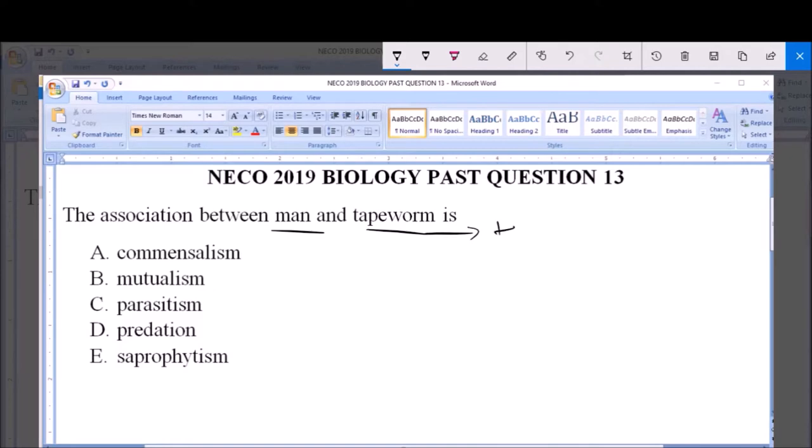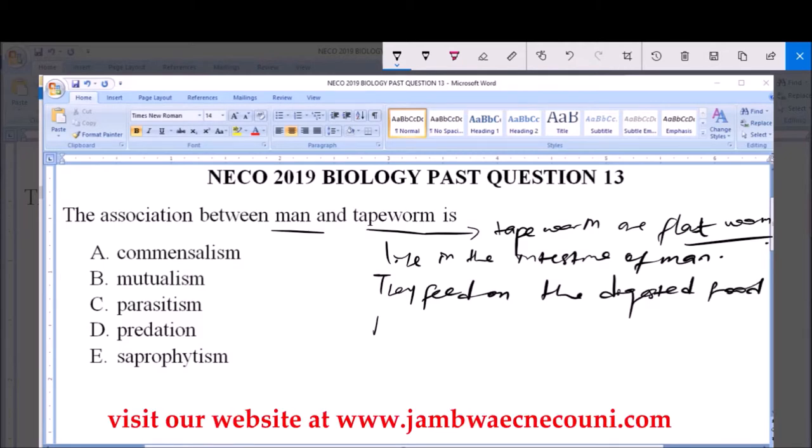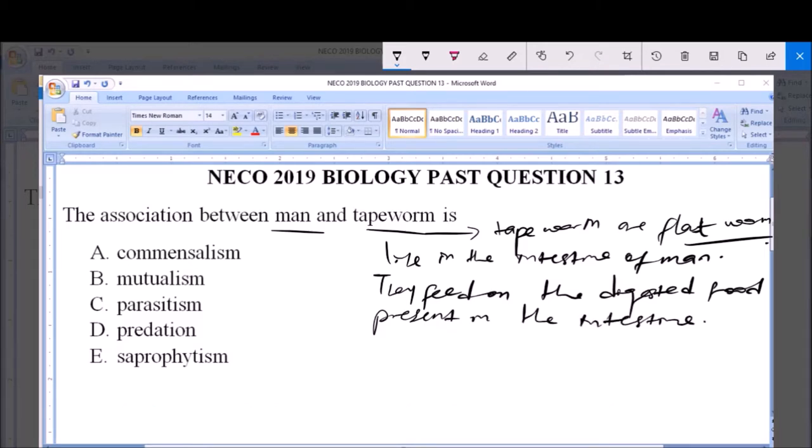Now, like we know, tapeworms are flatworms. They belong to the phylum Platyhelminthes. These tapeworms live in the intestine of man. Their activity in the gut or intestine of man is that they feed on the digested food present in the intestine. As they feed on this digested food, they take away all the nutritive substances and thereby cause anemia in man.